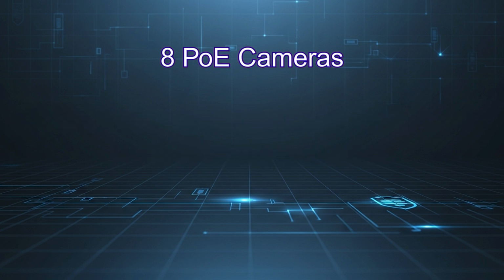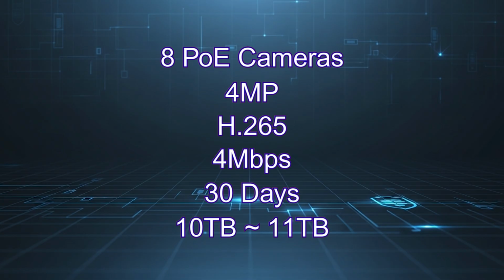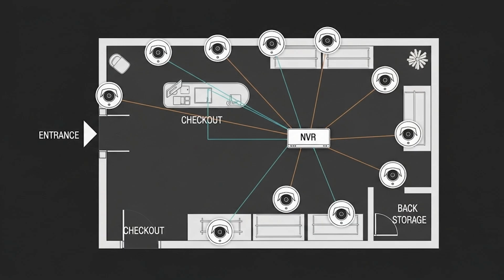For 8 PO cameras running at 4 megapixel, using H.265 compression, averaging 4 megabits per second, and storing 30 days of footage, you need roughly 10 to 11 terabytes of usable storage. From a professional standpoint, you install a 12 terabyte drive. Always calculate. Never guess. If you're planning a post-security system for your business, storage is not an afterthought. It is part of the strategy.